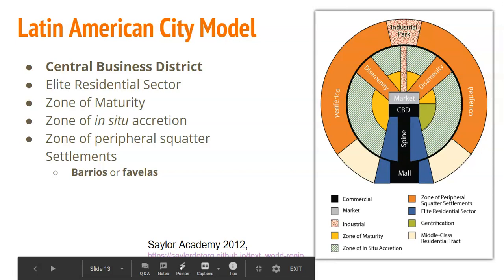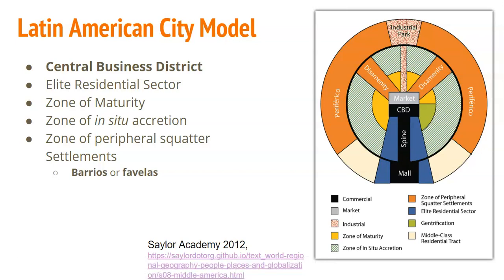A very interesting thing about South America is we have something called the Latin American city model. Now, we don't just see this here in South America. We see it in parts of Central America too. Although this particular one here is very interesting in that it has a feature that not a lot of other city models throughout the world have.